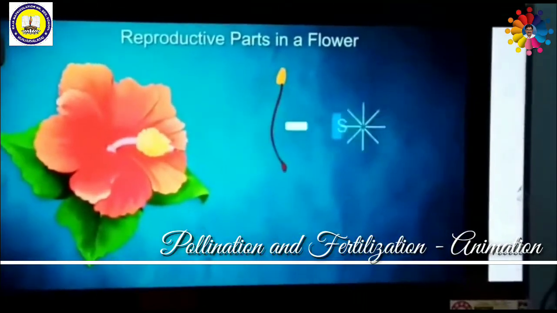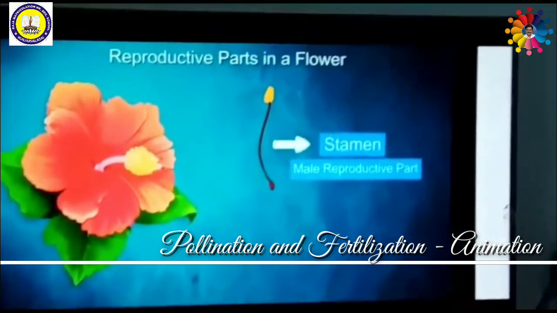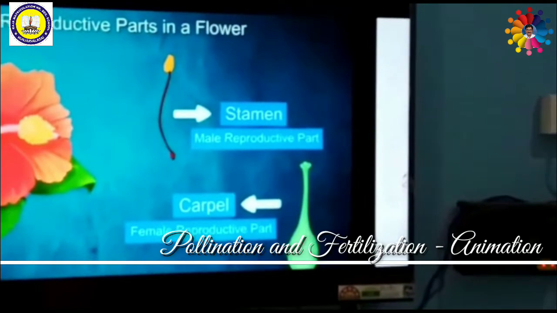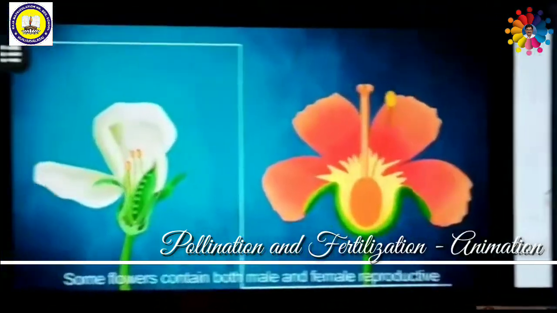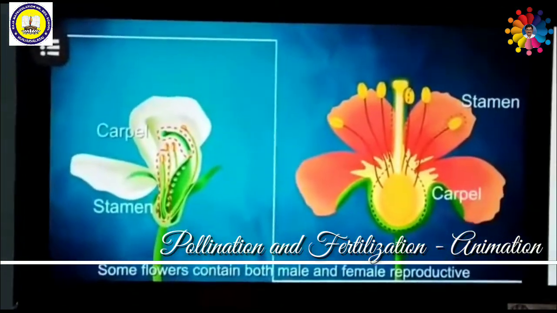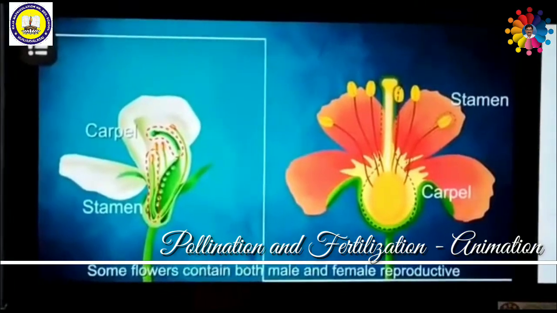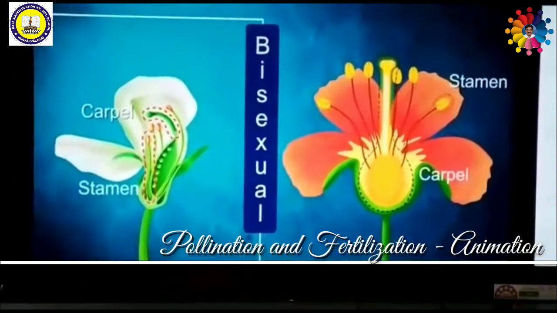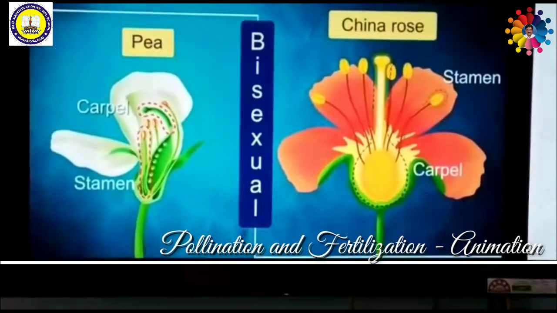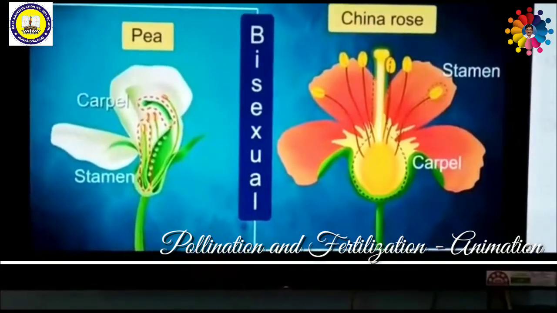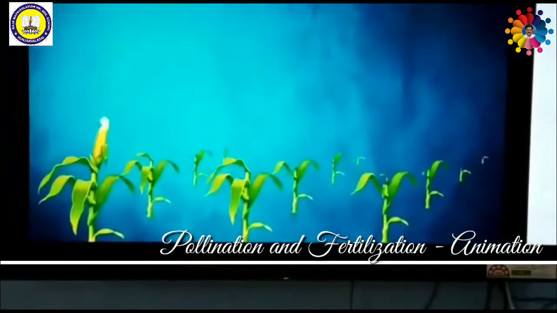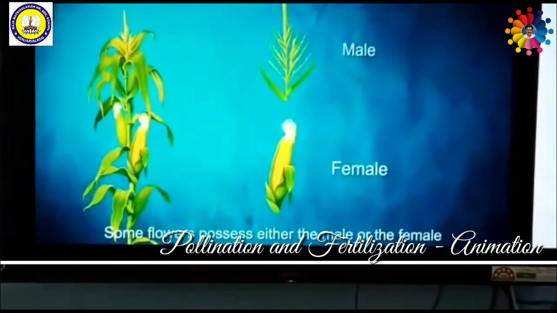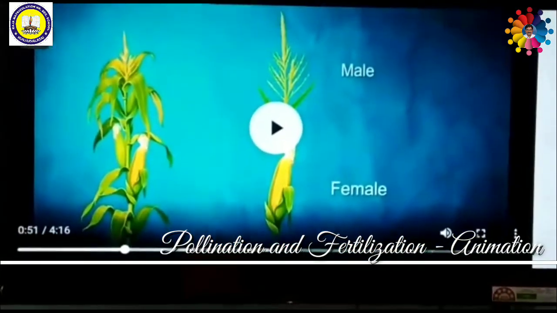In the flower, the stamen is the male reproductive part, while the carpel is the female reproductive part. Some flowers contain both male and female reproductive parts. Such flowers are called bisexual flowers. For example, pea, China rose, etc. On the other hand, some flowers possess either the male or the female reproductive parts.